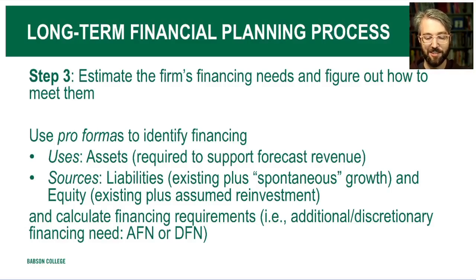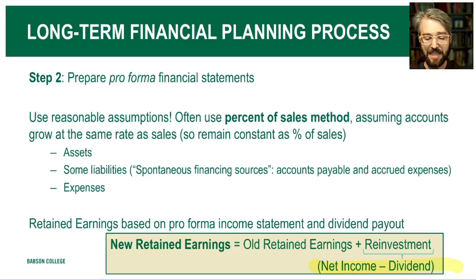Where does the firm get financing in order to buy those assets? Well, it comes from two sources. It comes from liabilities, both the liabilities that it had last period and the liabilities that grew spontaneously, and all of the equity that shareholders have in the firm, which is the equity they had at the beginning of the year, plus any increase or decrease in equity through reinvestment. And I say decrease because a firm that loses money may actually need to spend down its retained earnings.